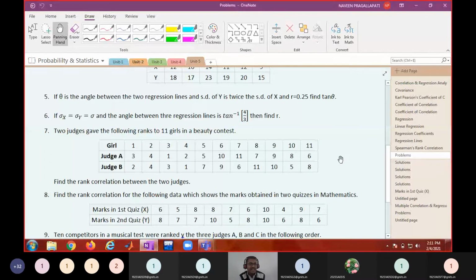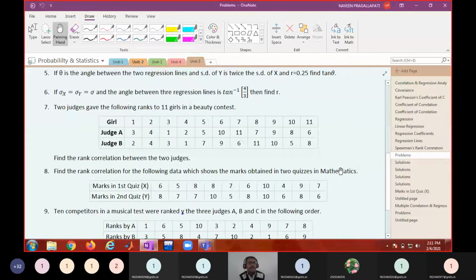He's asking, is there any correlation between the ranks given by the two judges? So what are the random variables here? Judge A and Judge B only. This is only to tell which girl is getting which rank. The seventh girl is getting 11th rank by Judge A, 9th rank by Judge B. Can you do this? Yes. It is just similar to this. You prepare columns for Judge A and Judge B and write the corresponding ranks.